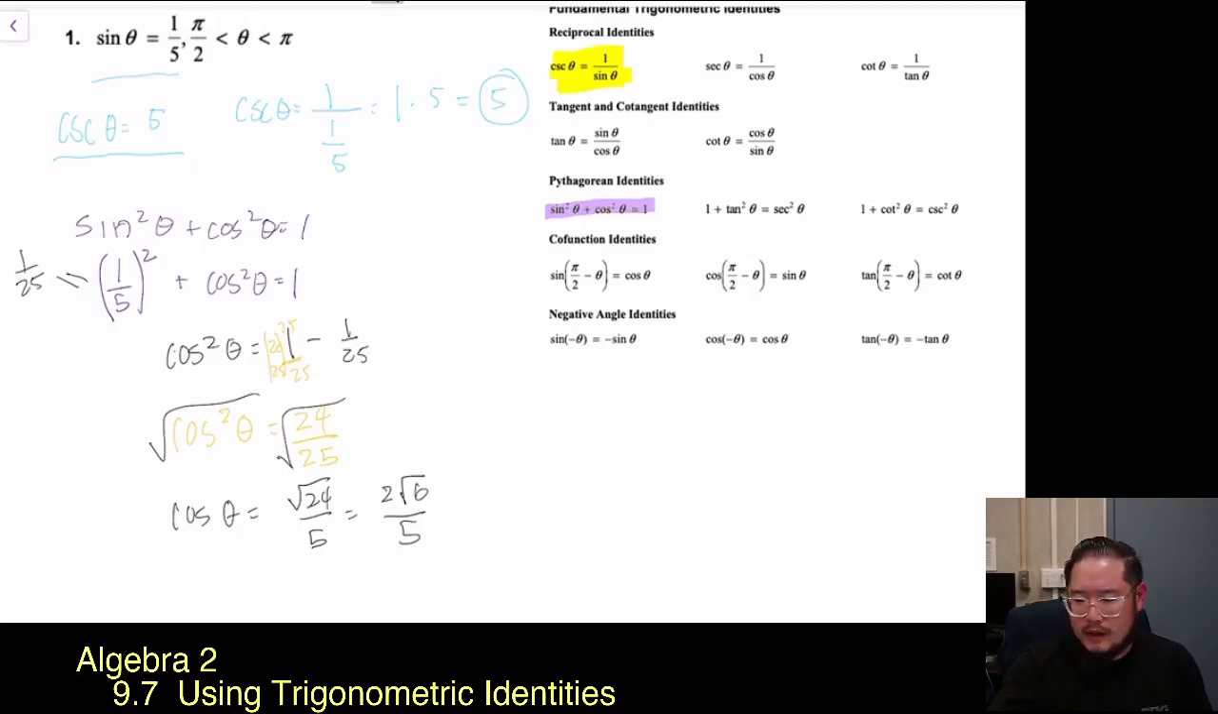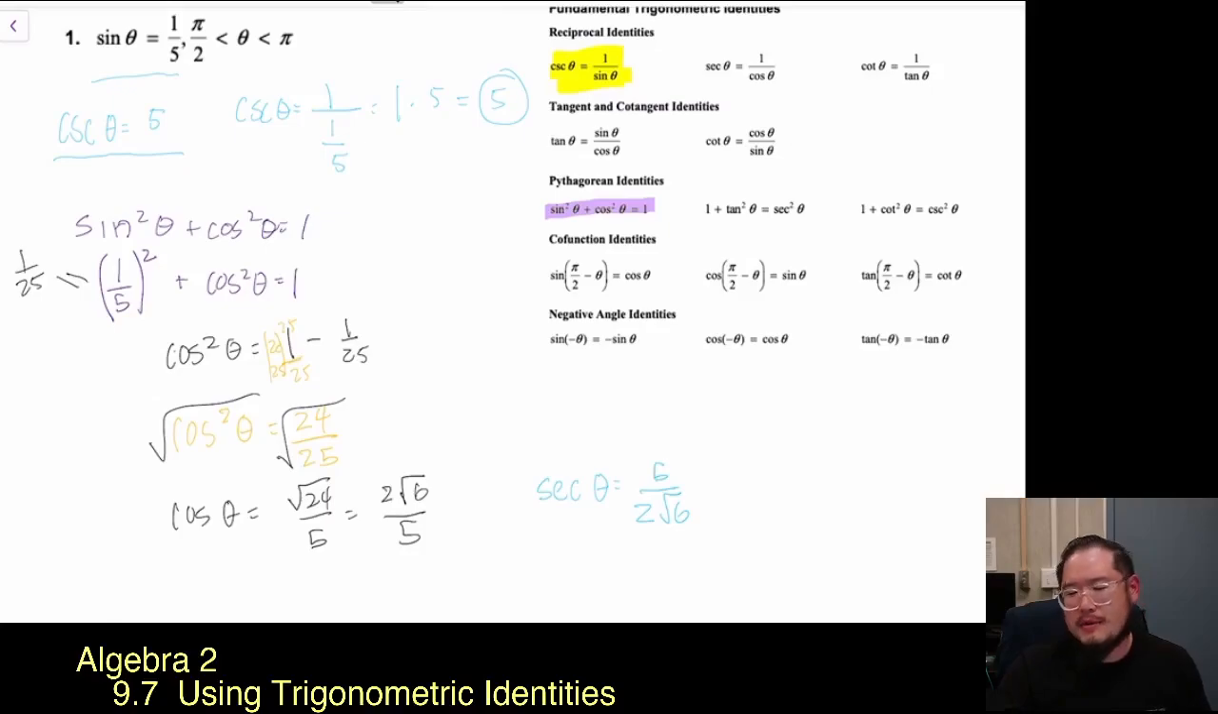Simply put, I can go ahead now and find the inverse of that, which happens to be secant. So secant theta, let's take the inverse of it. We got 5 over 2 rad 6. Now, I can't leave my answer this way because I can't have a radical in the denominator.